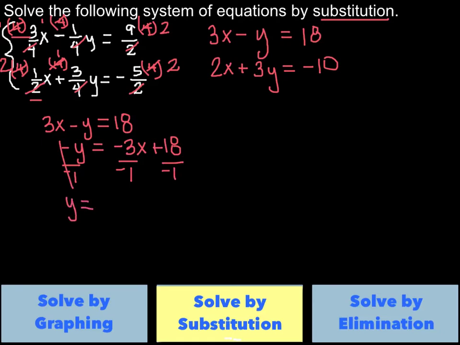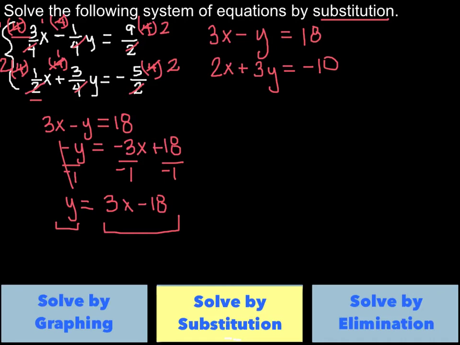Y equals, now negative 3 over negative 1 is 3x, and then 18 over negative 1 is minus 18. This is, again, my substitution. Y is the same thing as 3x minus 18. Those two things are interchangeable. That's what equals means.